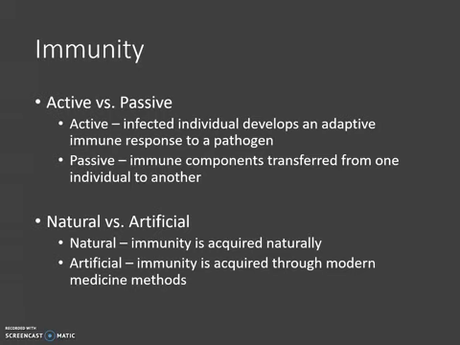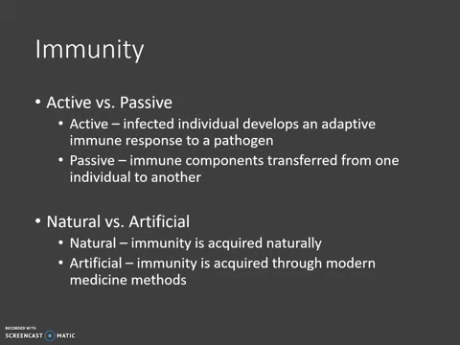So first of all, immunity can be active, meaning that someone gets infected with a pathogen and that person's body produces the immune response to that pathogen. So for example, if I get the flu, my body is going to produce antibodies against the flu. That is active immunity. Passive immunity is where immune components can be transferred from one individual to another. So potentially antibodies could be injected into somebody, and those antibodies were maybe produced by someone else and then injected into someone that was sick with the same pathogen.